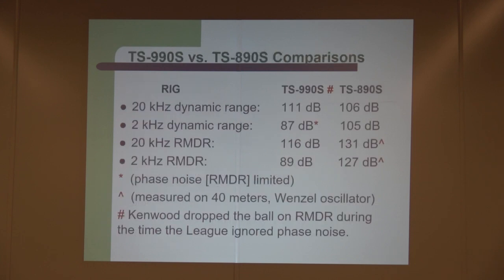So let's look at the two Kenwoods, the new Kenwood and the one that came out about 6 years ago, the 990. And the 990 had really big numbers wide spaced, and that's back when dynamic range was defined. All they tested was at 20 kilohertz, which was fine for a radio designed in the 50s and 60s. But then once these upconversion radios came along, that measurement really didn't mean much. But as we see with the TS-990 compared to the 890, which is the new kid on the block, let's look at just that 2 kHz reciprocal mixing dynamic range number difference, 89 versus 127.